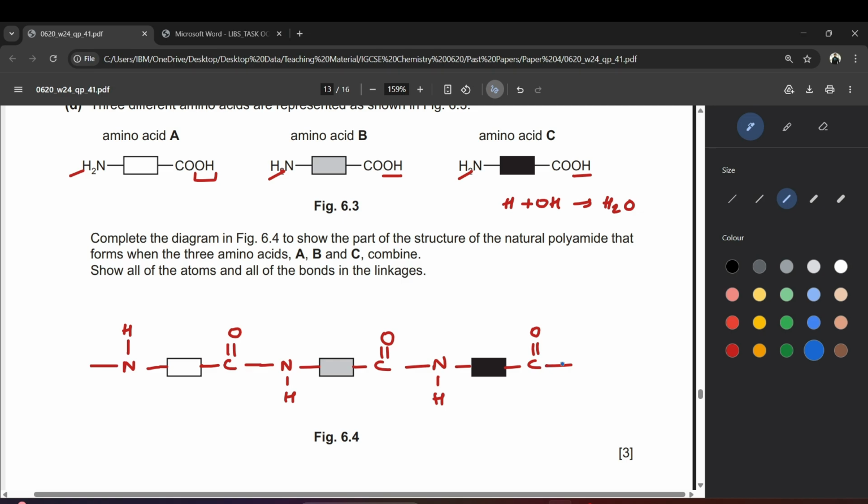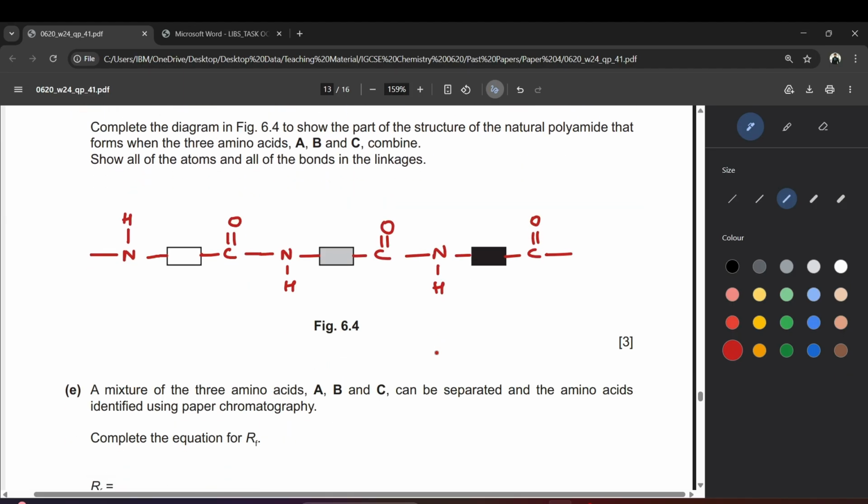The third mark will be for this one, that you have to show continuation at the end. Okay, you have to show that this is not just the end of it, this same pattern is being continued with other amino acids as well. So this is the complete answer, or the complete polymer structure that is required from you.